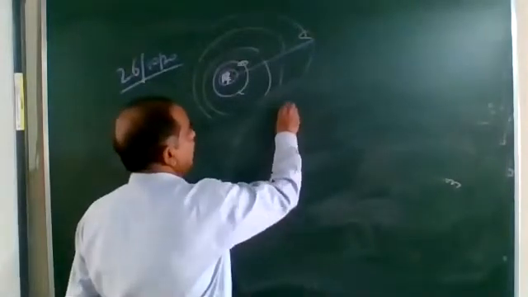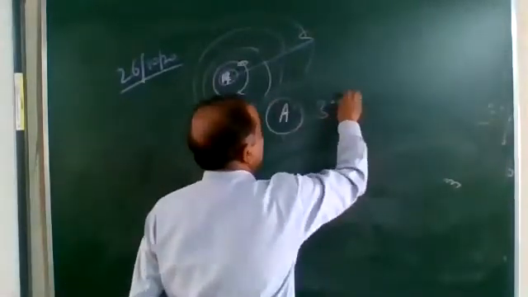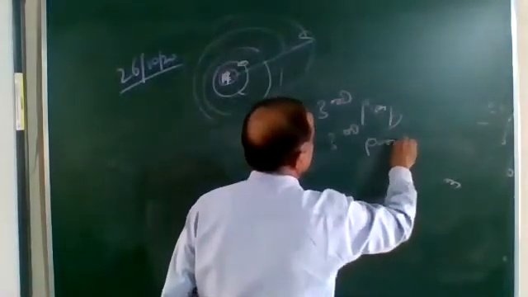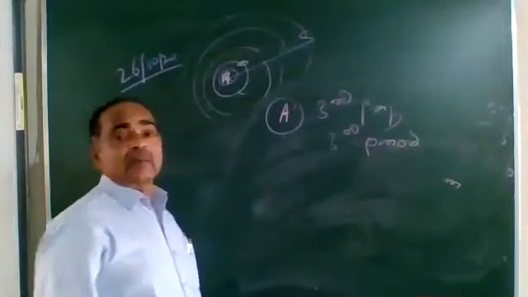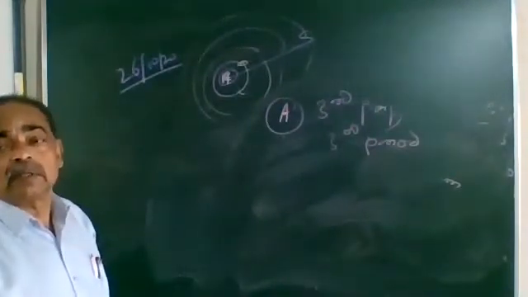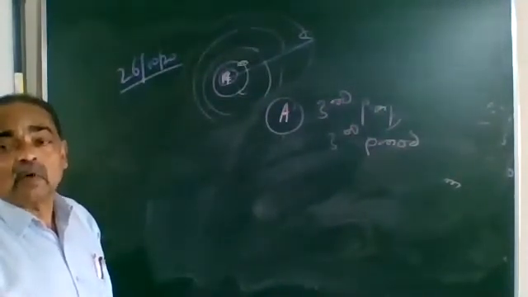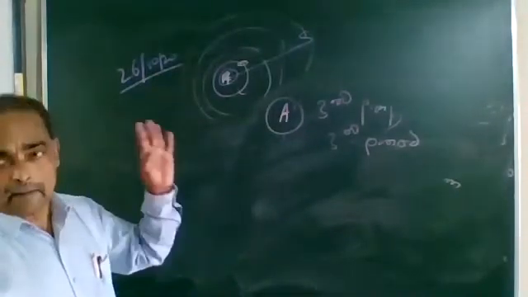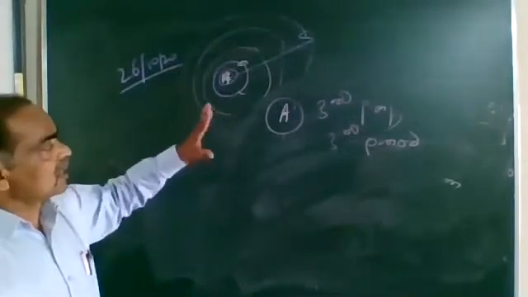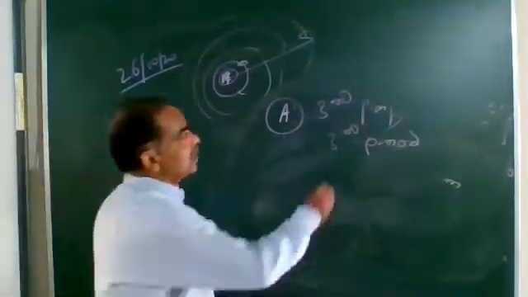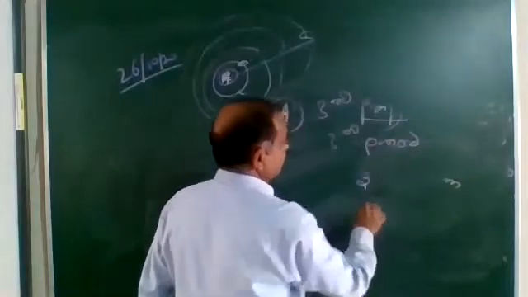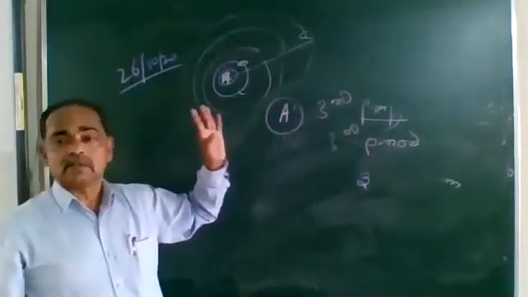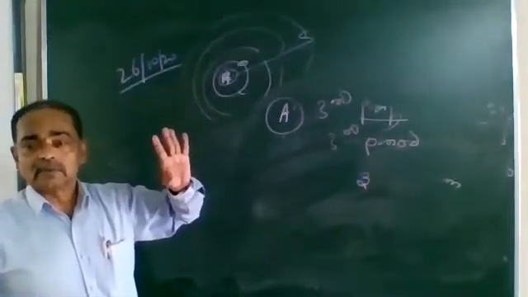An element A is present in the third group and third period. And what would be the nature of its oxide, or how does it combine with this one, and so on. Now, solving it, we must understand what the element is. Third group means valence electron is 3. And third period means it has got 3 shells. Number of shells is the period number.